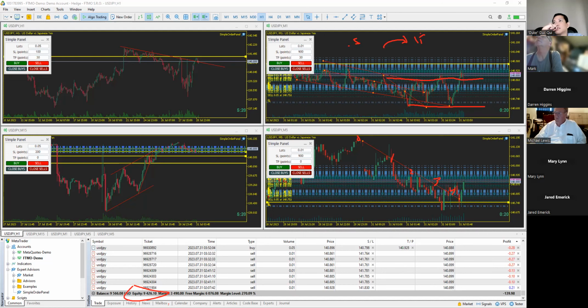Plus the size of the candles have gotten larger over the last 10 minutes. Yeah, that too. It picked up volatility.